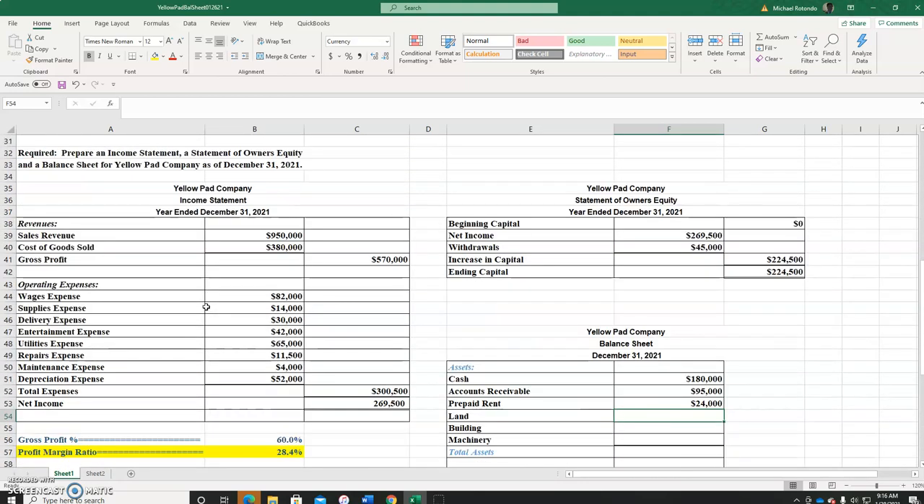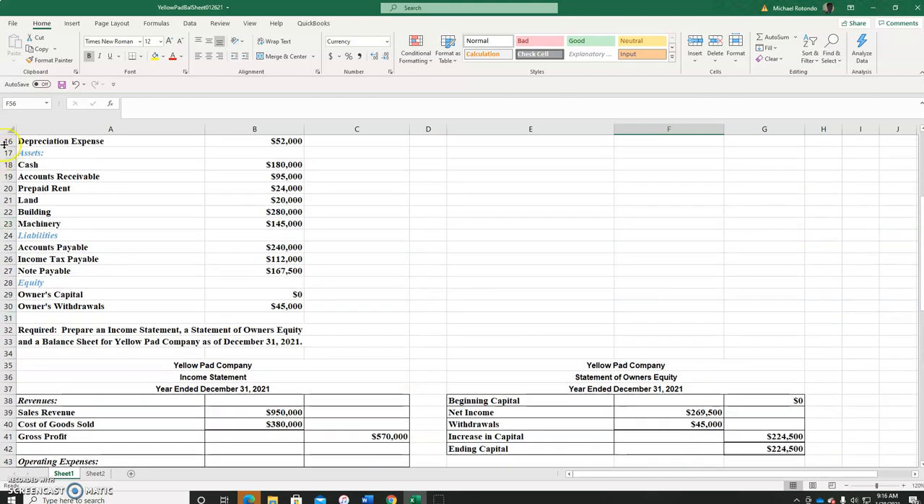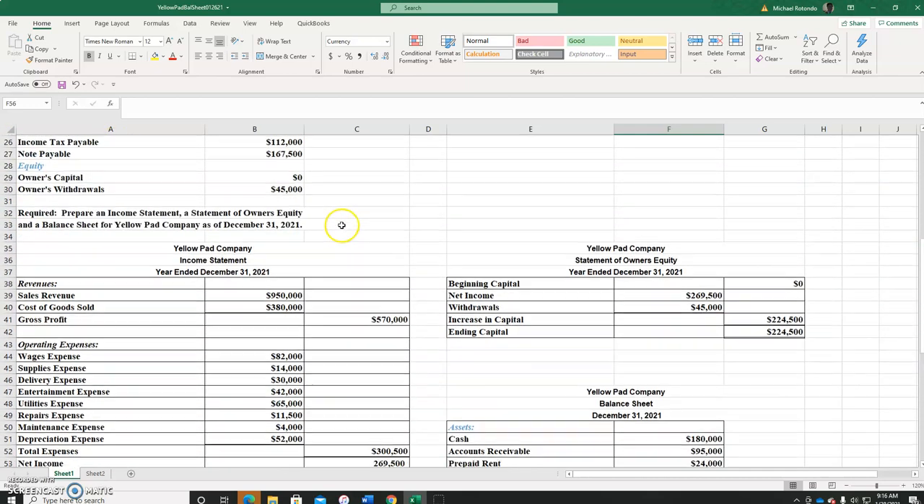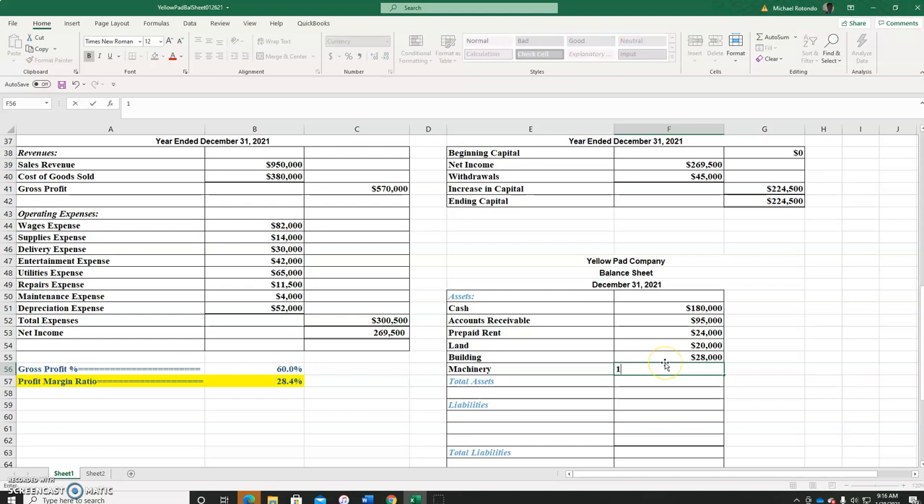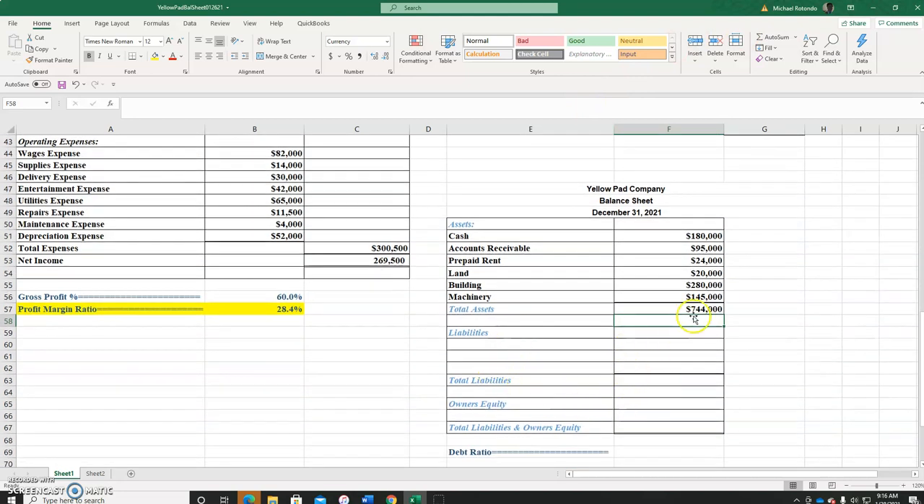So land is 20,000. Building is 280,000, and then 145. Okay, so our total assets now are going to be 744,000. So we already know what our total liabilities and owner's equity should be. It should be this, right?